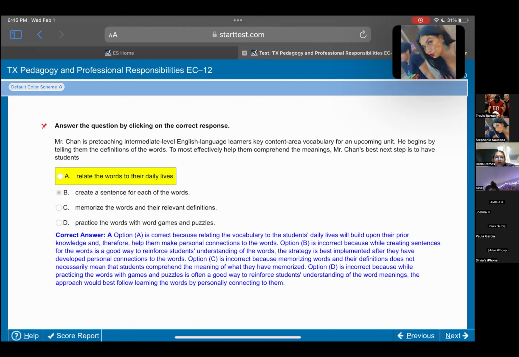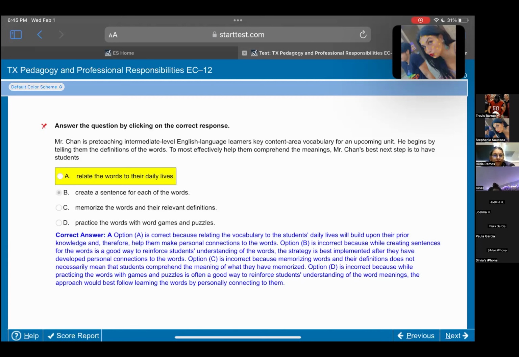So A is the correct answer, but going through these, creating a sentence for each word, if it's content specific vocabulary, can an intermediate level English student create a sentence for content specific vocabulary on their own? And would that help them comprehend the text that they're going to read at the intermediate level?